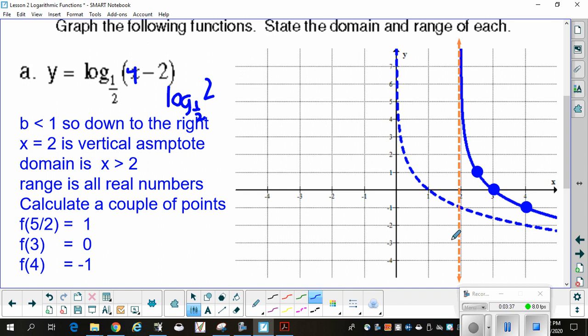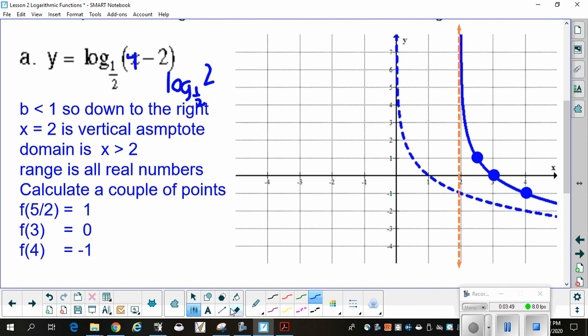So then I can take these x values and these y values and plot them. I know where my vertical asymptote is, and so I can just draw this curve. It's going to keep going down forever and up forever, but x can never go below 2.